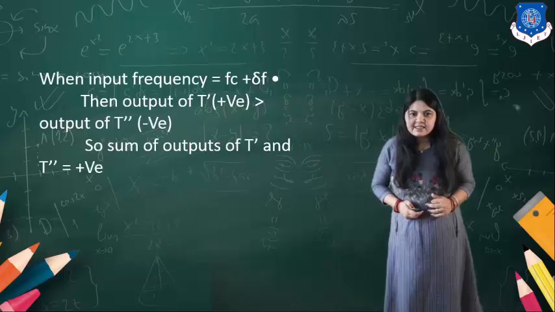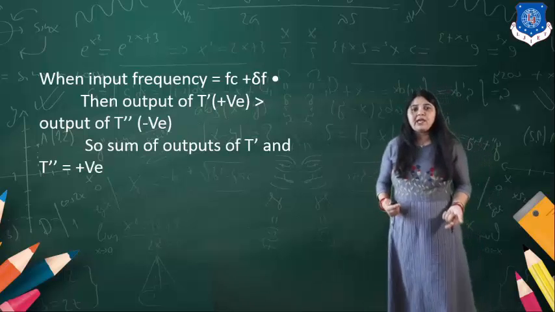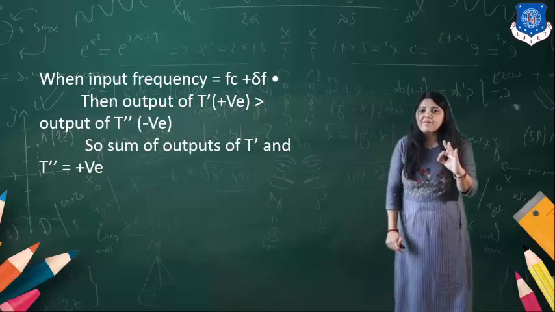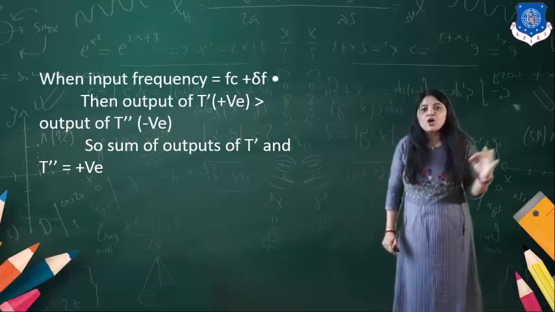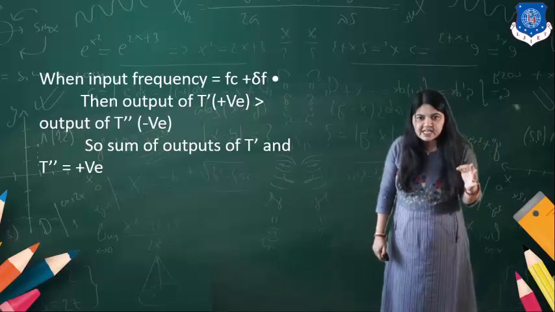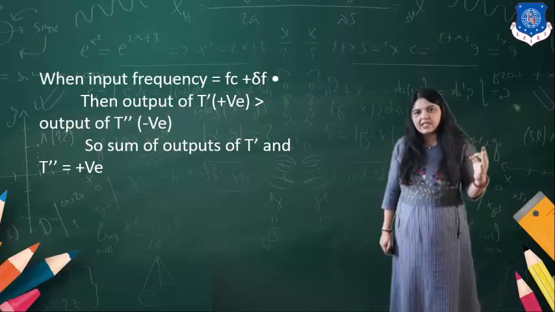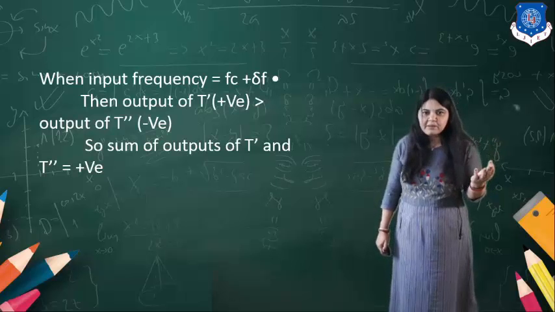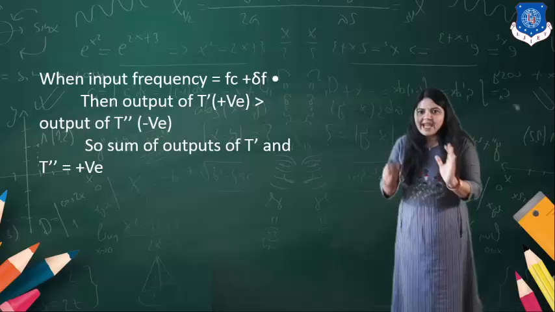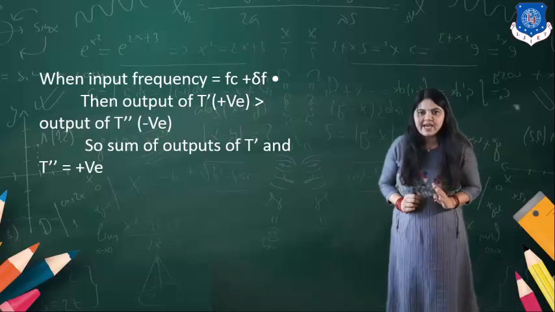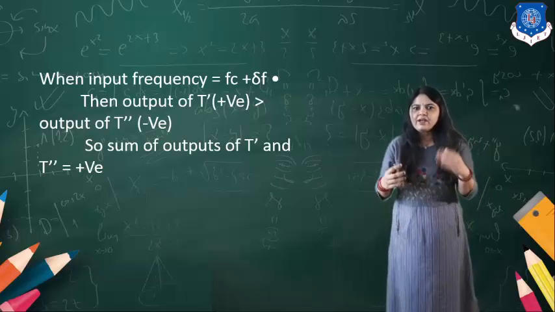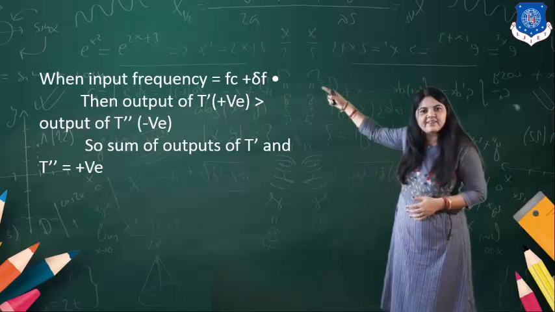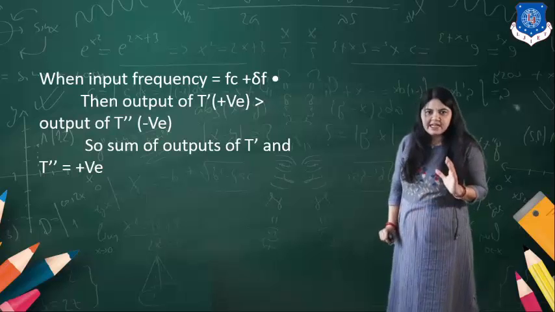In another case, the input frequency is Fc plus delta F. Why are we taking Fc plus delta F? Because the dual circuit is connected. Normally you know that we make the capacitance value variable compared to L. So my L is constant, my C is varying, and due to that my frequency is varying. Due to that we write it as Fc plus delta F.